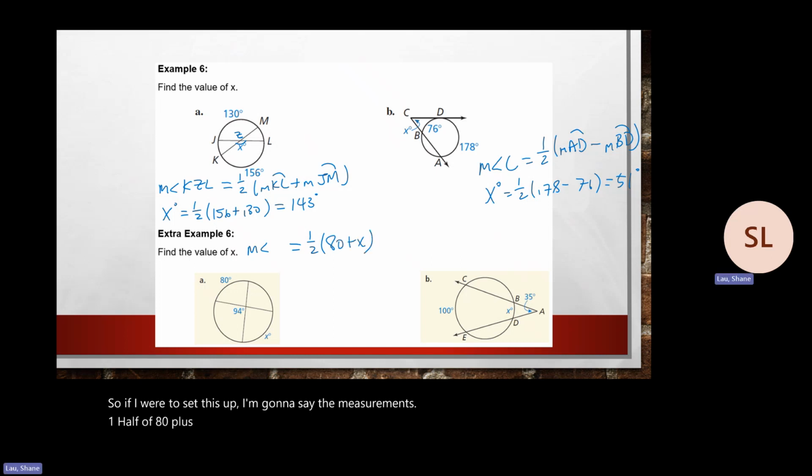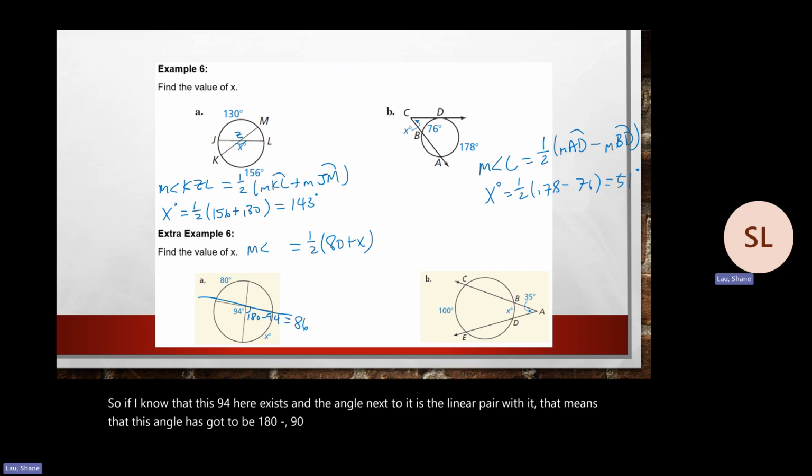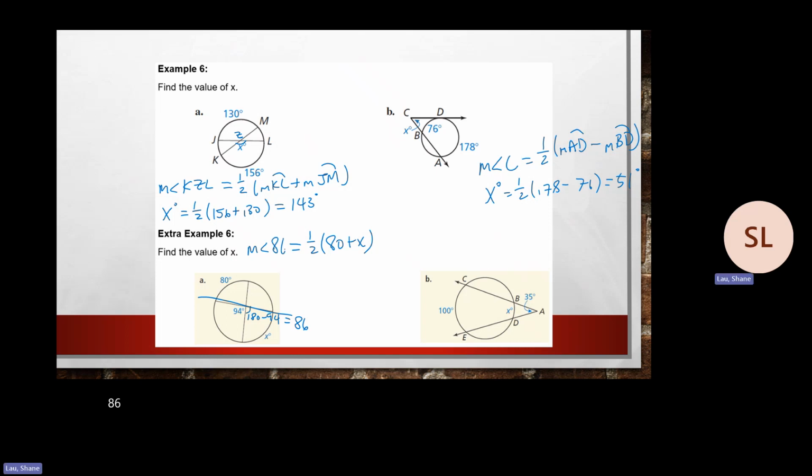Well, that's a little bizarre, right? We can't figure out anything, right? But on the contrary, what we're missing here is the angle. And remember, any straight line is always 180 degrees. So if I know that this 94 here exists, and the angle next to it is the linear pair with it, that means that this angle has got to be 180 minus 94, which of course is going to equal 86 degrees. So I have the 86 degrees.